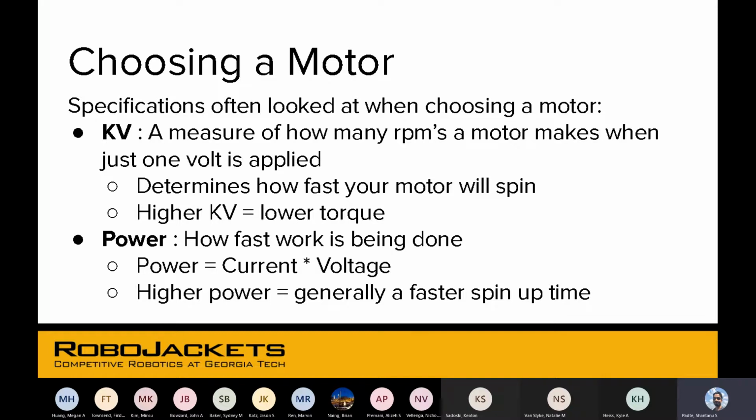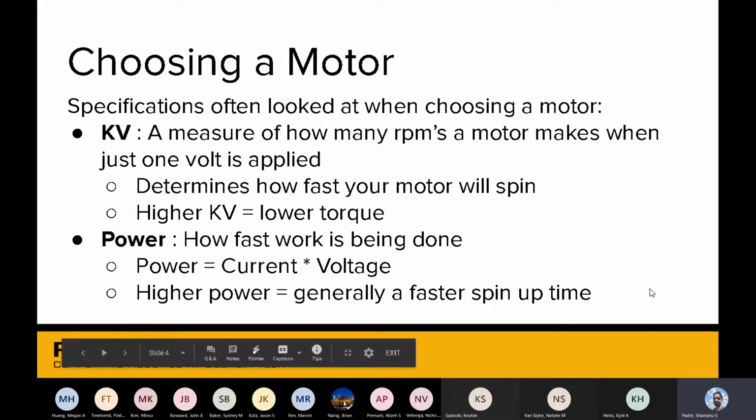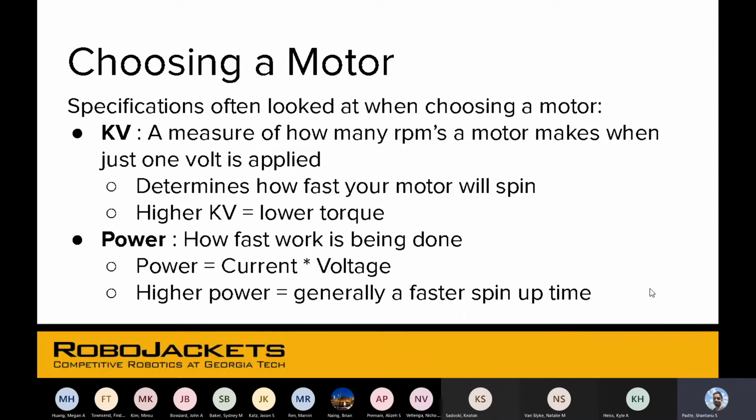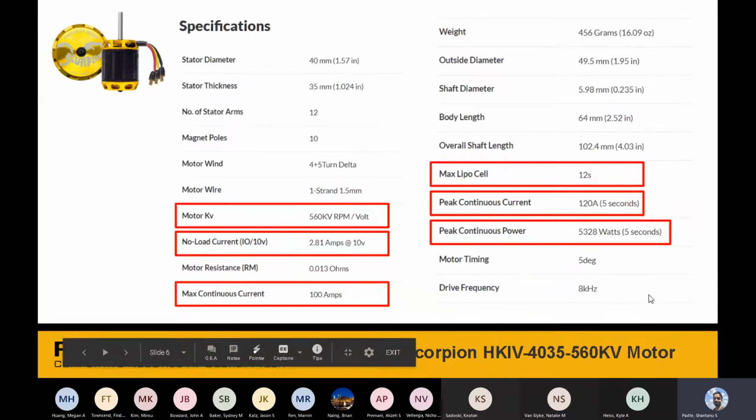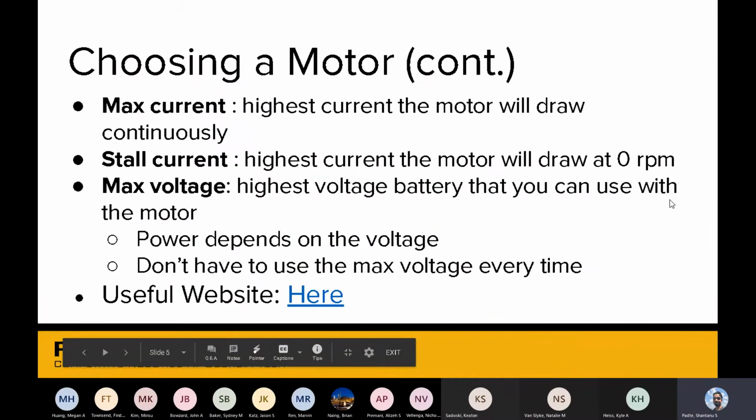Power implies how fast work is being done. So power is current times voltage. Higher power generally gives you a faster spin-up time. So when you're just starting your robot, you want it to reach its max potential faster, so you pick a higher power for your motor. Max current is the highest current.